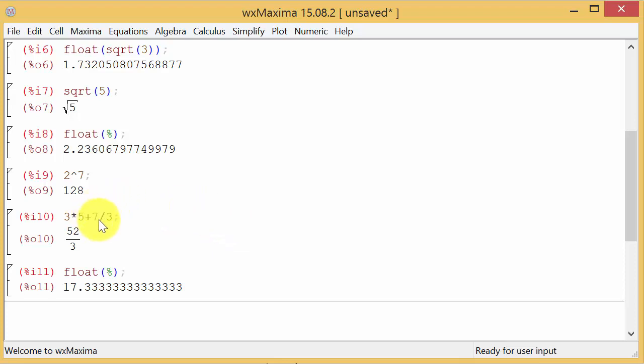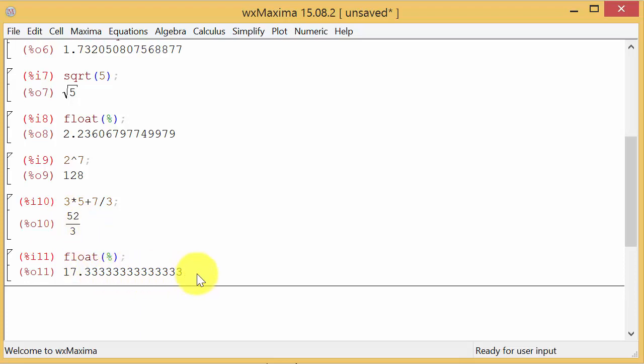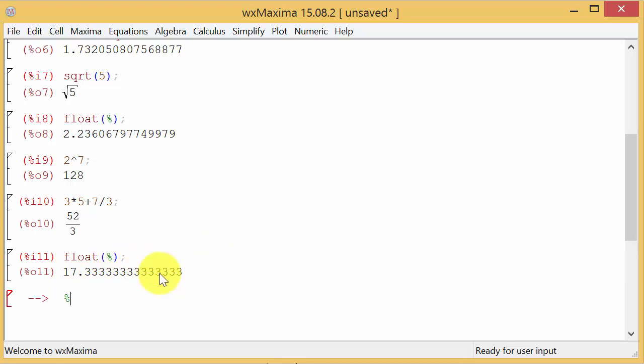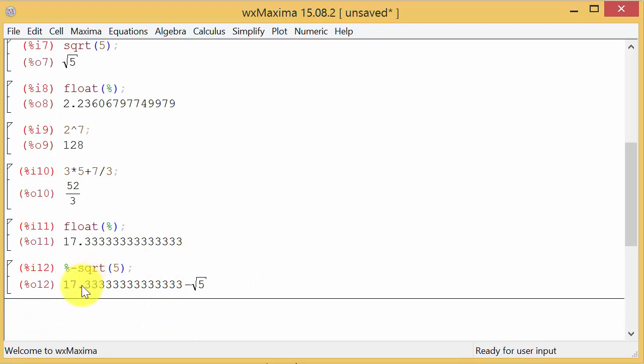Now, with this result we got here, we want to subtract the square root of 5 from that 17.333. So I can type in percent minus and then square root of 5. The percent sign is the 17.3333, minus the square root of 5. I hit enter, and notice it gives me 17 point all the 3s minus the square root of 5.